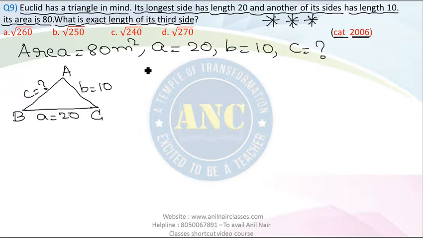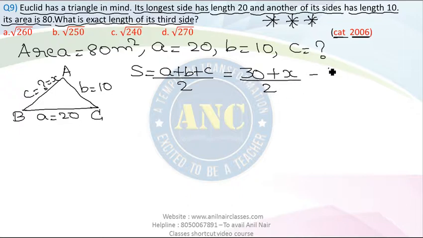Now see here, sir. First of all, if I use Heron's formula, semi-perimeter is A plus B plus C divided by 2. A value is 20, B value is 10. 30 plus C value I don't know. Let me call it X. So 30 plus X by 2. 30 by 2 is 15, 15 plus X by 2. That means I know the semi-perimeter, but in terms of X, which is actually unknown for us, and I know two sides, another side C value I called X.